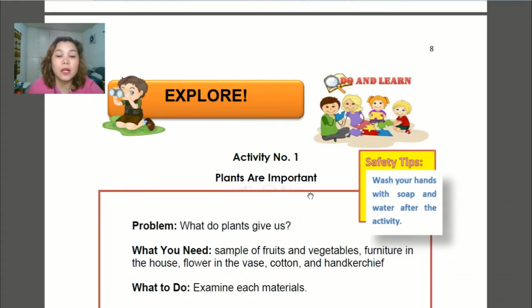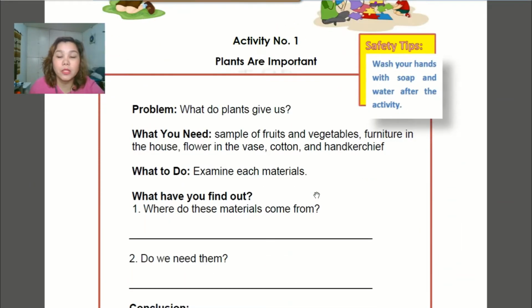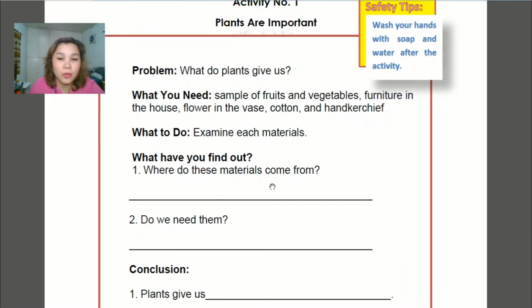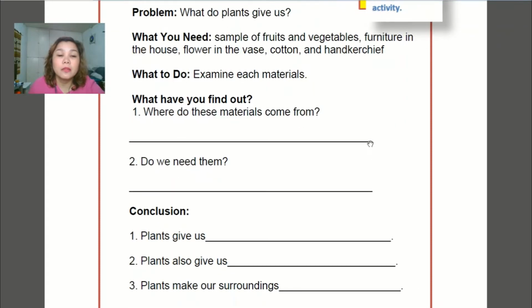Plants are important. The problem that we need to answer through this activity is, what do plants give us? What you need are samples of fruits and vegetables, furniture in the house, flowers in a vase, cotton and handkerchief. What to do: examine each material. We just have to look and observe the materials listed here, and then answer the questions below.